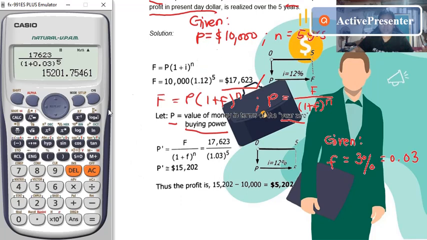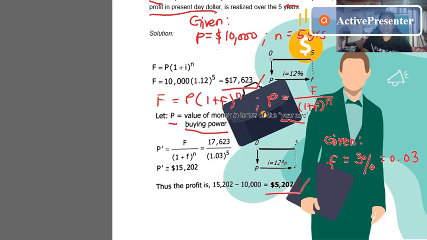Our unknown is the profit. Since we invested 10,000, we need to deduct the 10,000 we invested. So our profit will be 5,202 US dollars. So this will be our final answer.